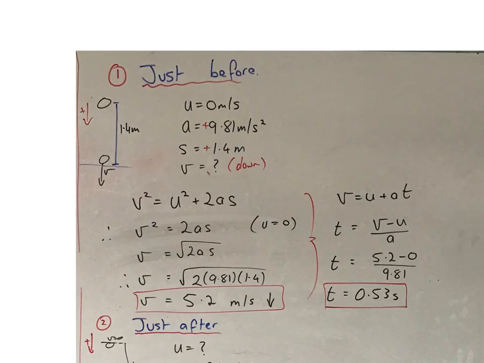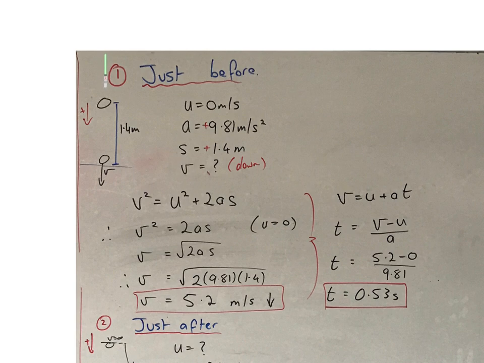In the just-before scenario, I've done a little bit of a sketch. I really recommend a crappy sketch. It is worthwhile to sort your thinking out. I've included a positive direction here. I've got the velocity just before it hits the ground, and I've put in that 1.4 metres. What we know here is the initial velocity is 0 metres per second, and the acceleration is due to gravity.